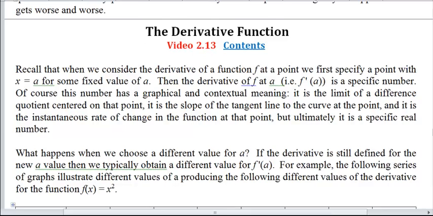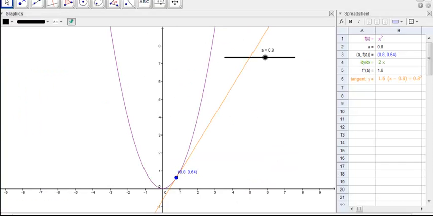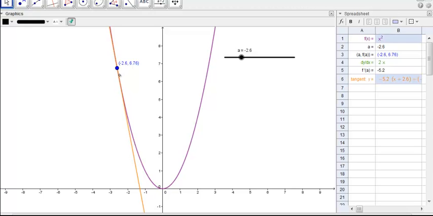So let's look at an example here. And so here's our good old friend y equals x squared graphed in the purple graph. And I can change a by the slider here. And we can see for different values of a, we get a point a, f of a, which is right here, and you can see what its coordinates are at the moment. And then we have a tangent line, and the slope of that tangent line is f prime of a. So at the moment, a is negative 2.6. f of a is 6.76, at least approximately. f prime of a is negative 5.2, the slope of the orange tangent line.